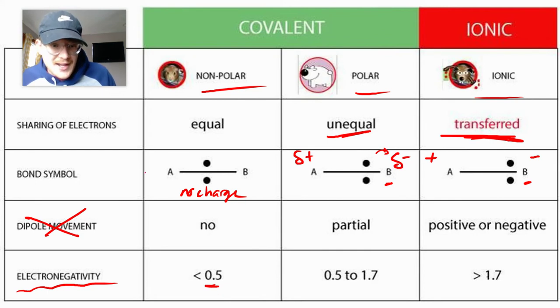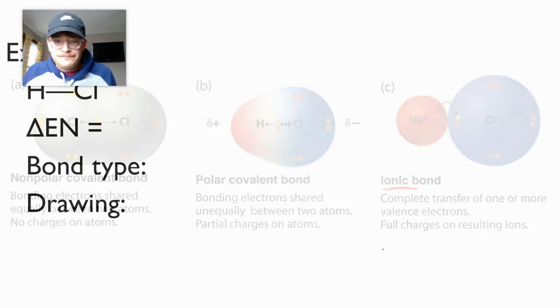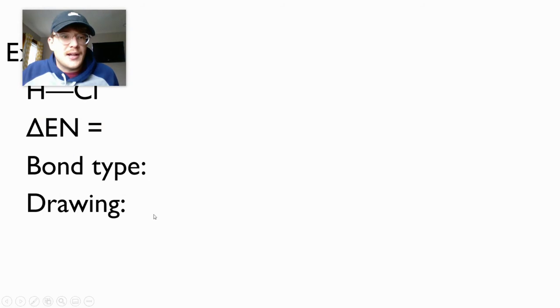If the difference in the electronegativity of A and B is less than 0.5, then it's nonpolar. If the difference is between 0.5 and 1.7, then it's polar. If it's greater than 1.7, then it's ionic. Okay? So we're going to be using that right now. Let me move this out of the way.